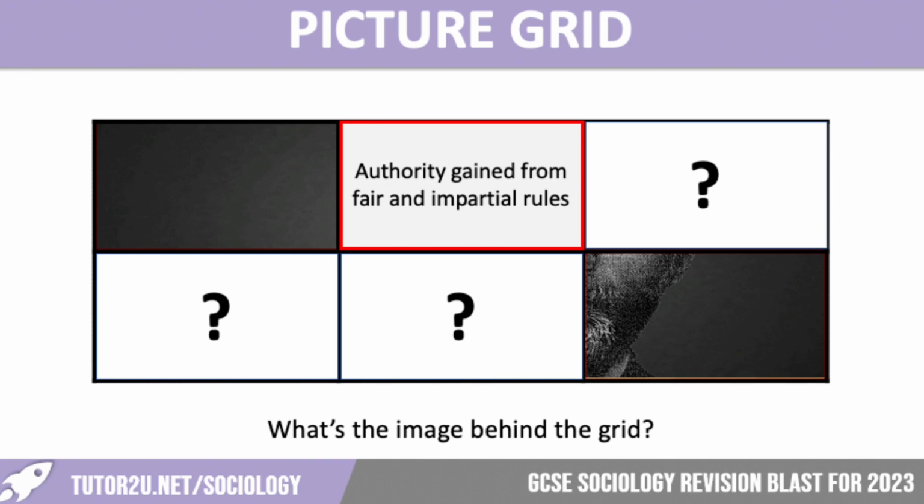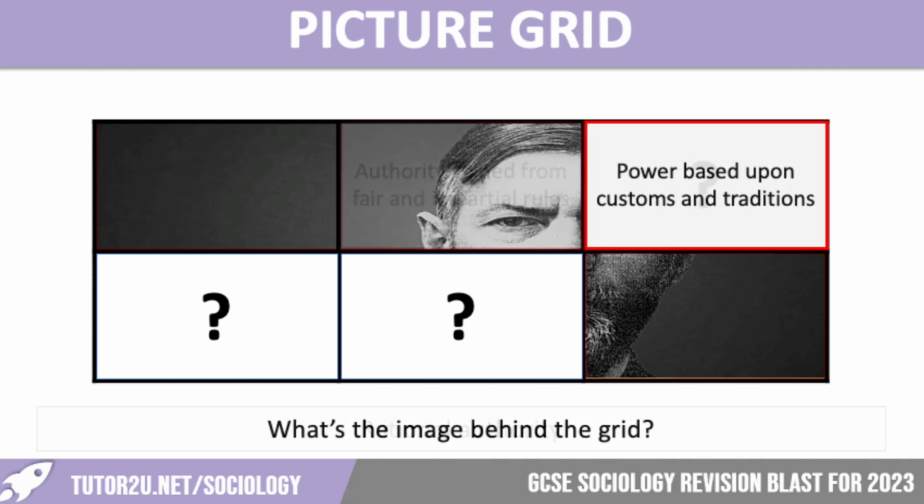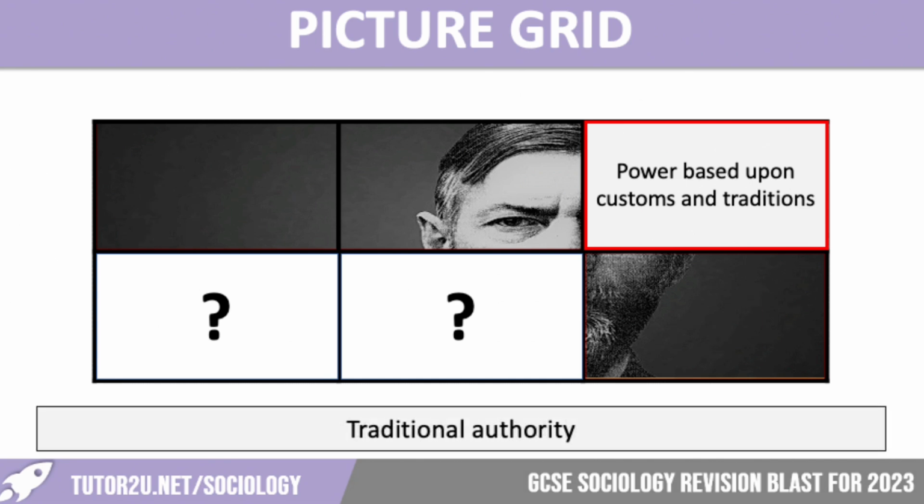Authority gained from fair and impartial rules. So what do we call that? Authority gained from fair and impartial rules. Okay, let's reveal. It's rational authority. Okay, so we can see quite a lot here. Power based upon customs and traditions. So power based upon customs and traditions, what do we call this? It is traditional authority. Well done.